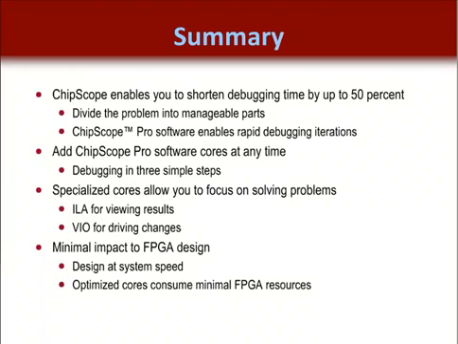Each of the ChipScope cores has a specific purpose. The ILA core is used for viewing the operation of your device, and the VIO core is used for driving stimulus to your design and sampling data from your design. Adding the ChipScope cores makes minor impact to the design. It usually enables you to test your design at system speed, since the cores are optimized for both speed and to use minimal resources.